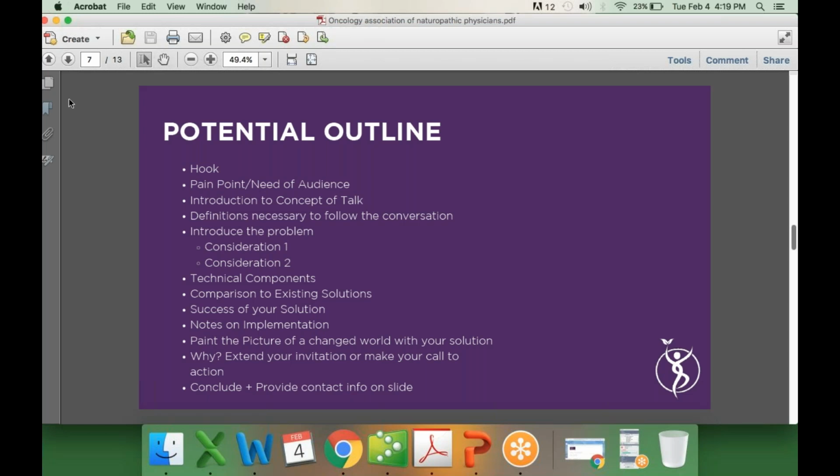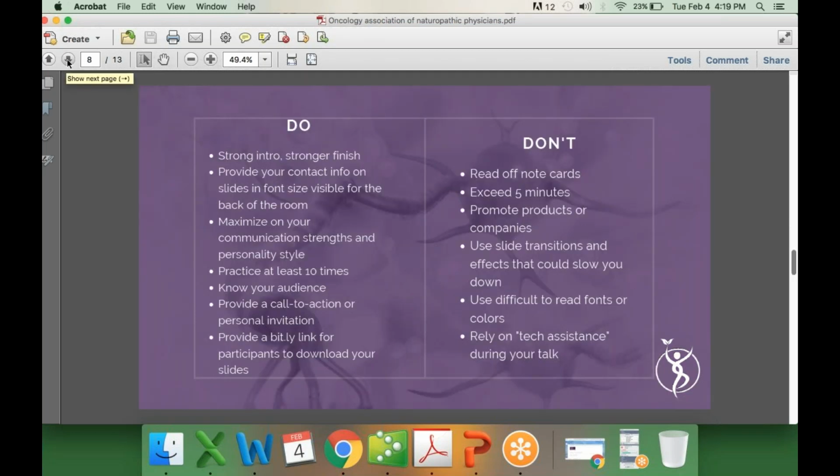And then conclude, and if you prefer to provide your contact info on the end slide, then you can do that. Next slide, Corey. All right, some do's and don'ts. Do start strong, but finish stronger. Provide your contact info on the slides in a font size that's visible for the back of the room. That's something to keep in mind.